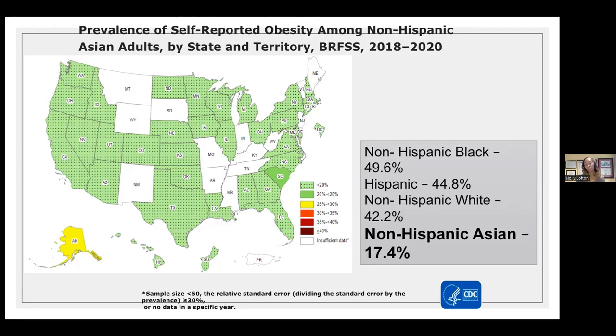This is very much still a work in progress. The medical societies, as far as bariatric surgery, have started to adopt this.